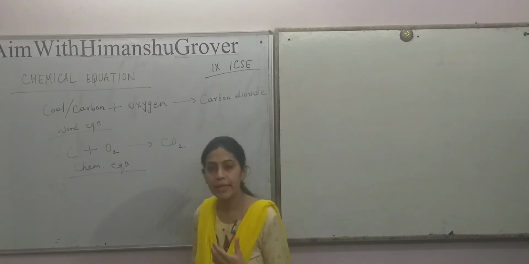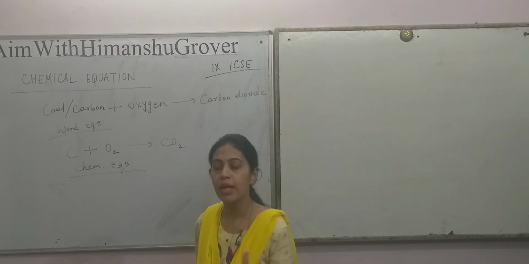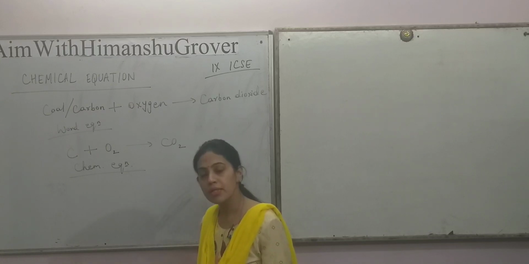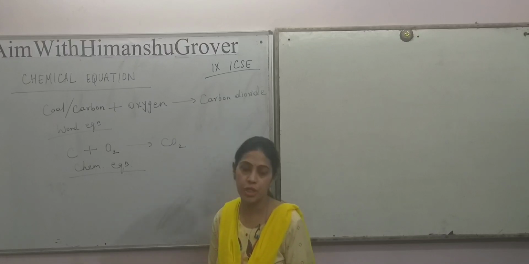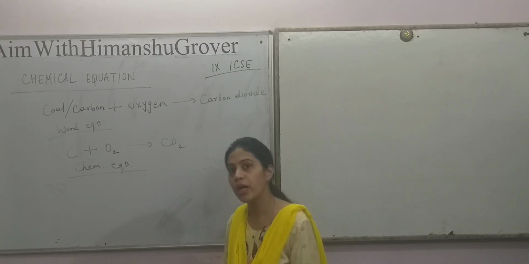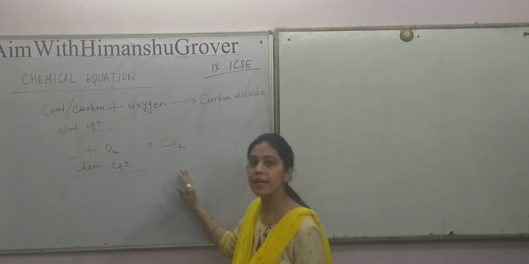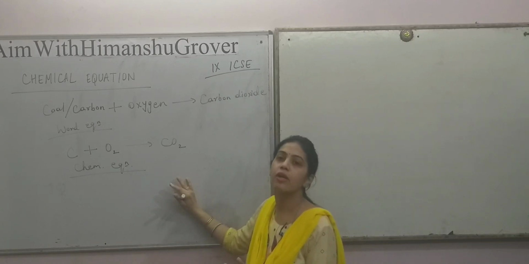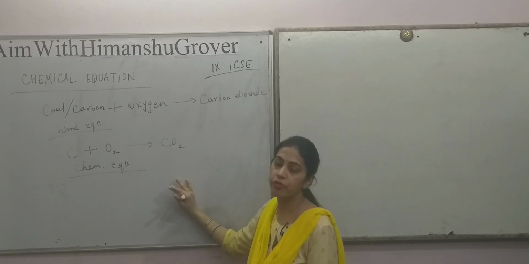While writing a chemical equation, the symbols or the formulae of the substances which undergo the change are called the reactants, and reactants are always shown on the left hand side of the arrowhead. And the symbols and formulae of the substances which are produced are called products. They are always shown on the right hand side of the arrowhead.